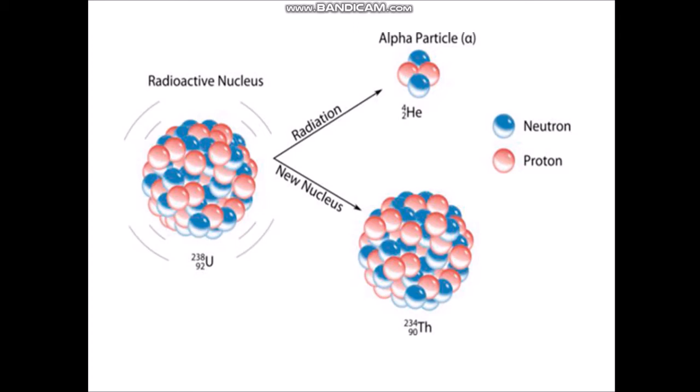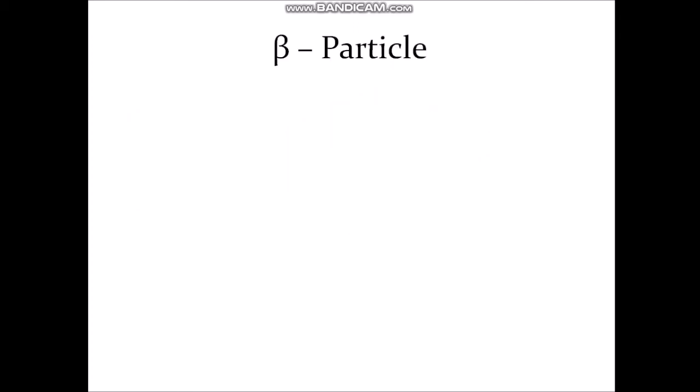So if you reduce the atomic number by 2, you get an element with the atomic number of 90, which is thorium. And the alpha particle is the radiation, and the thorium formed is the daughter nucleus, or the new nucleus. And this is how an alpha emission takes place.